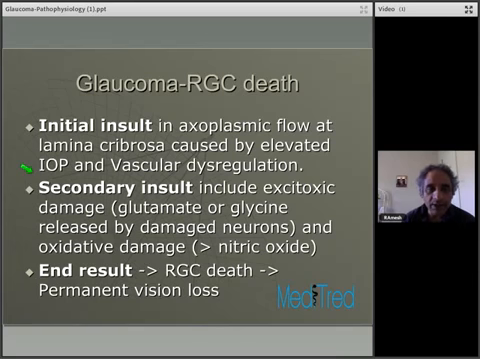So remember this: the initial insult is supposed to be an axoplasmic flow insult at the lamina cribrosa, caused by either or a combination of elevated intraocular pressure and vascular dysregulation. This leads to the secondary insult, which includes excitotoxic damage from the glutamate or glycine released by the damaged neurons, and oxidative damage by elevated nitric oxide, and a lot of remodeling of the extracellular matrix by MMPs, that leads to retinal ganglion cell death and permanent visual field loss.